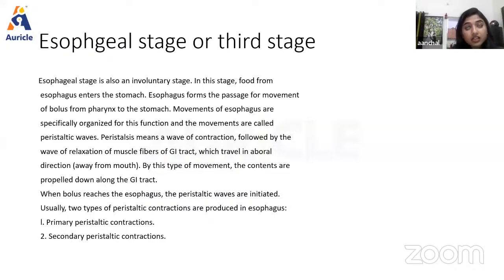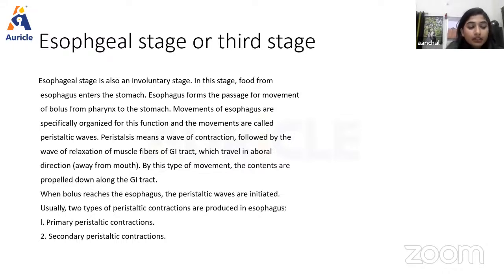So as we have discussed, what is peristalsis? Peristalsis is a series of waves in which there is contraction and relaxation of the muscle fibers so that the movement of food is regulated. Peristalsis means a wave of contraction followed by a wave of relaxation of the muscle fibers of the GI tract, which travels in an anterograde direction, or we can say the downward direction. By this type of movement, the contents are propelled down along the GI tract.